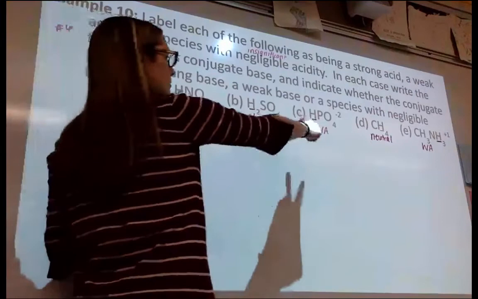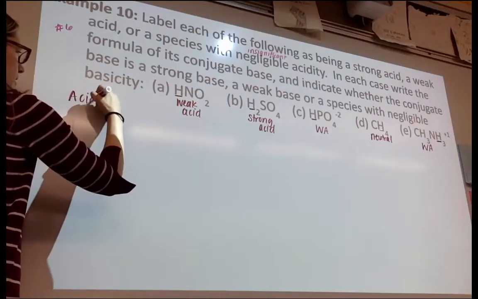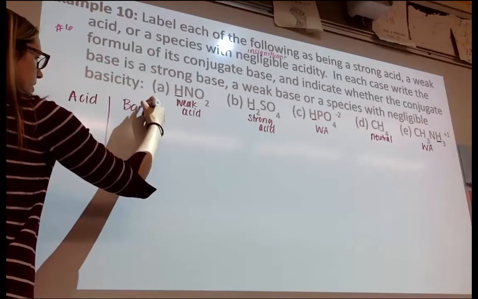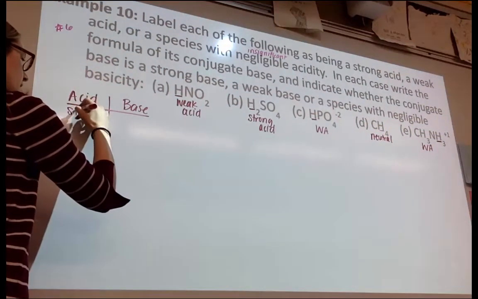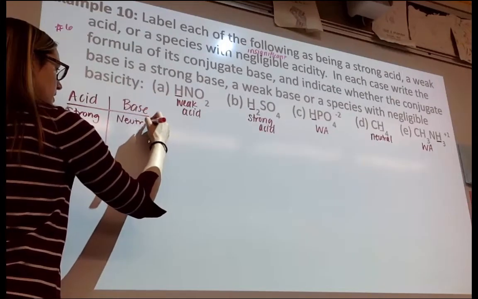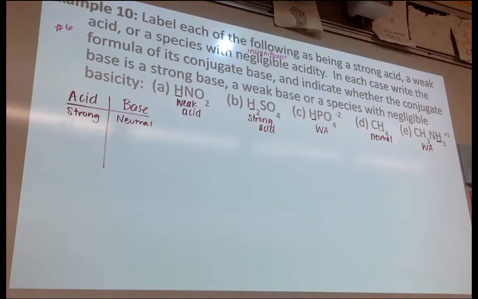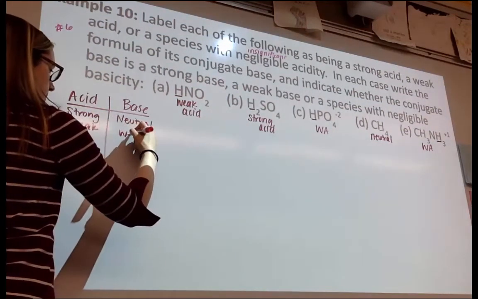So we've gone through and we've labeled the acids, whether they're weak, strong, or neutral. Now, something to keep in mind, I'll just write it over here, is comparing the acids to the bases. Remember, you have really one of two pairs you're looking at, strong and neutral or weak and weak. If you have a strong acid, its conjugate is neutral, right, or has negligible acidity. If it's a weak acid, its conjugate base is also weak.